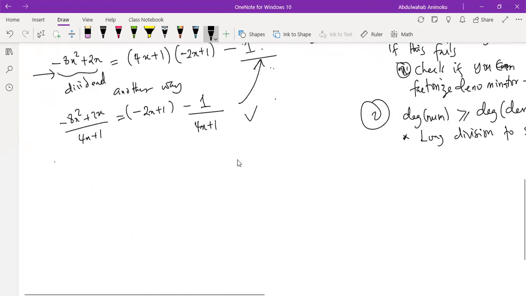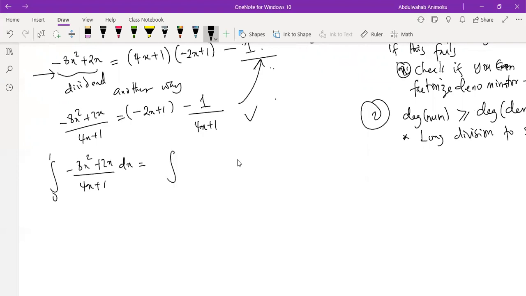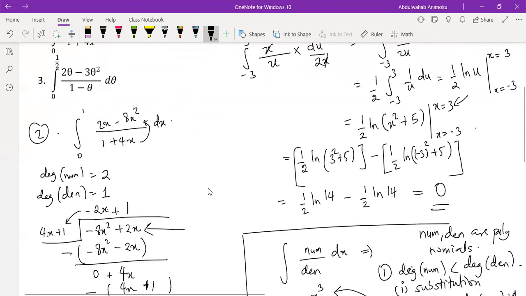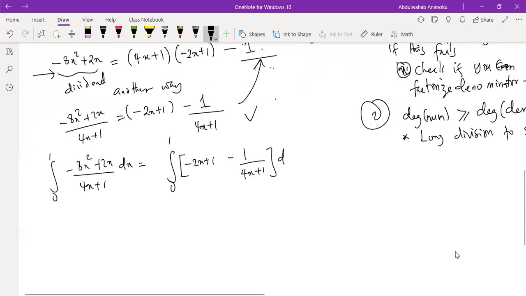Okay, so what it means is the integral from 0 to 1 of minus 8x squared plus 2x over 4x plus 1 dx should be the same thing as the integral of minus 2x plus 1 minus 1 over 4x plus 1 dx. Okay, now you can separate them. Let me see if the boundaries are correct. Okay, it's correct. Now you can separate the integrals, or you can just do it all at once. In this case, you could just quickly write your final answer.